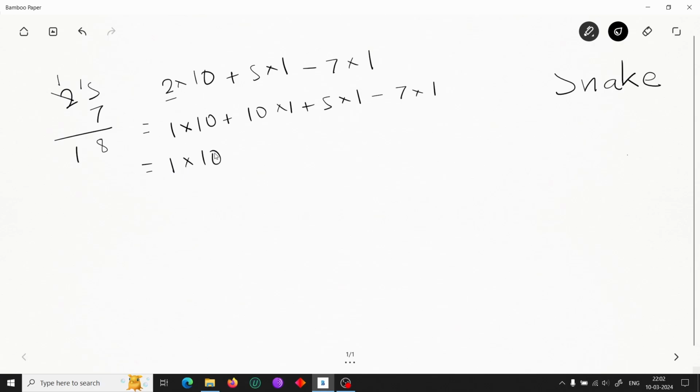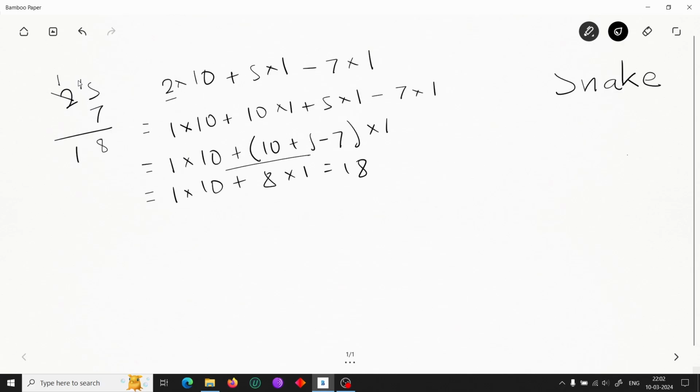1 times 10 plus 10 plus 5 minus 7 times 1. And that would finally give us the result 1 times 10 plus 8 times 1, which is 18. See here, the borrowing that we are doing is basically this. This is what happens under the hood when it comes to borrowing.